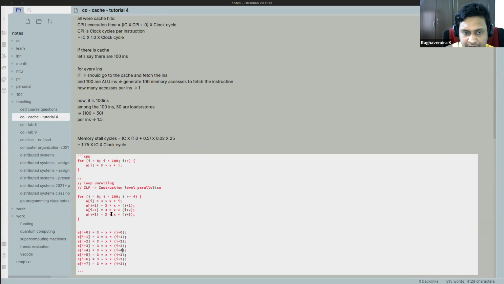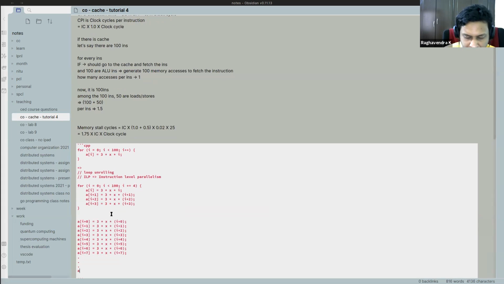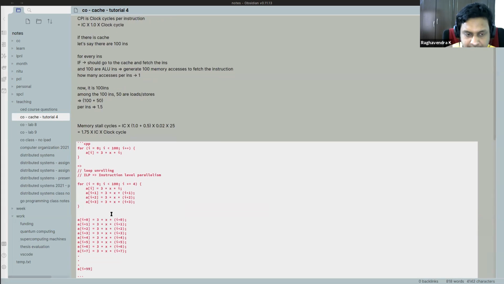So I am writing all the instructions in one shot. It will do the unrolling for you, so it will not have any branch instructions. So it will continue like this and say, okay, A of I plus 99 is equal to 3 into X into I plus 99. Okay, so now you have 2 choices in the compiler. You can do this particular optimization, or the one where it unrolls completely.